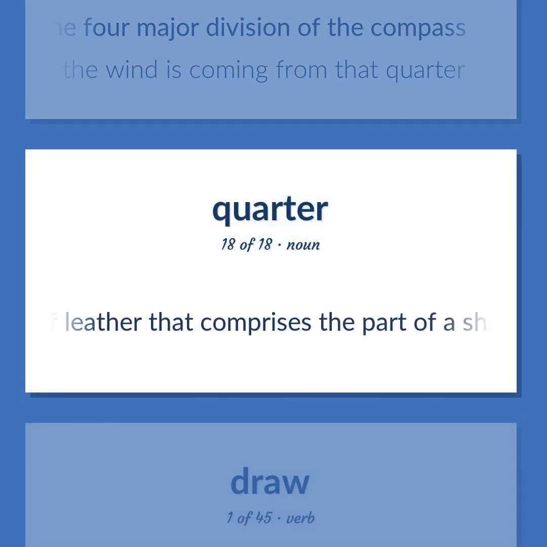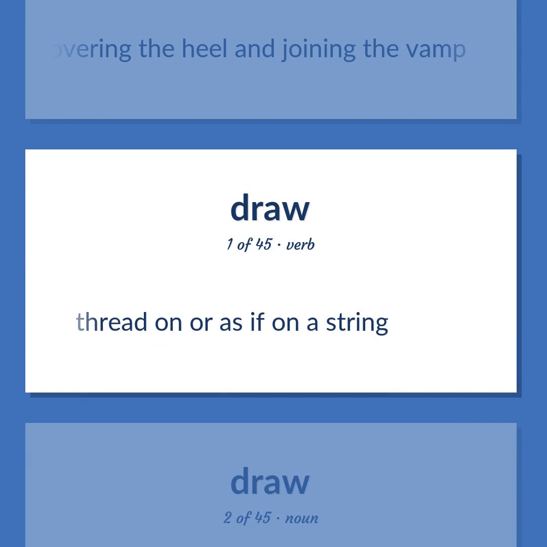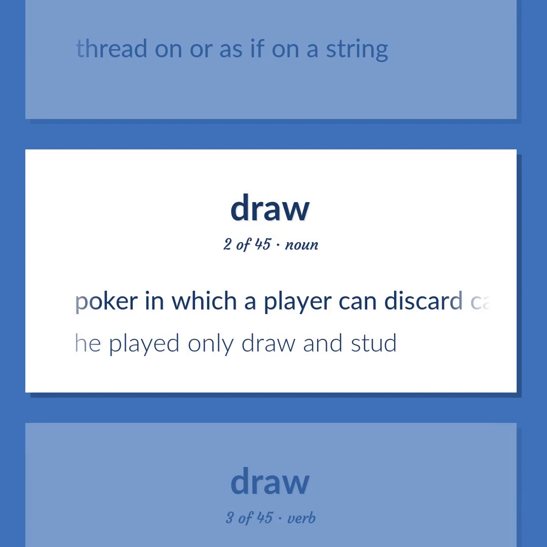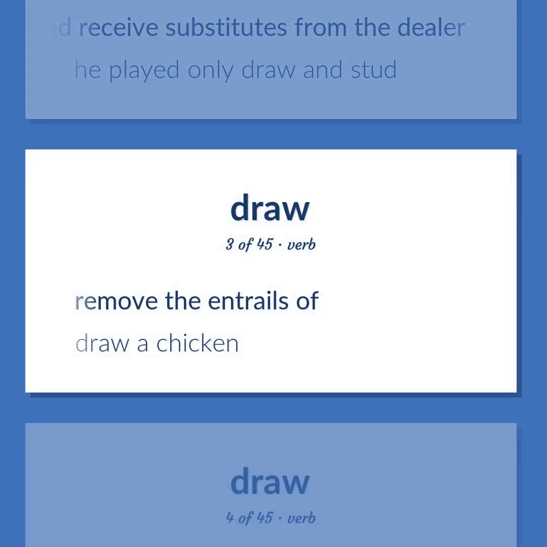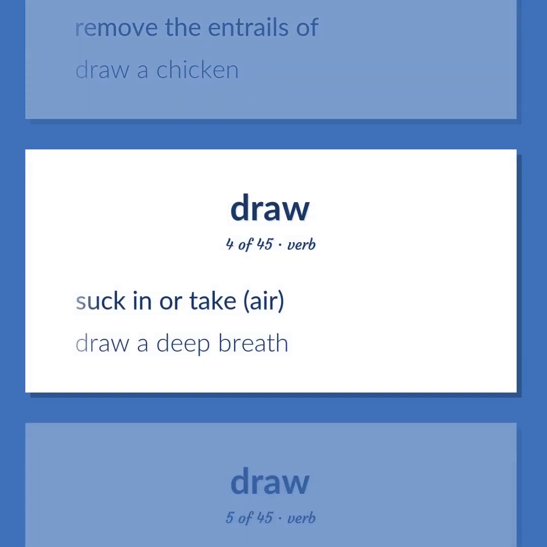Piece of leather that comprises the part of a shoe or boot covering the heel and joining the vamp. Thread on or as if on a string. Poker in which a player can discard cards and receive substitutes from the dealer. He played only draw and stud. Remove the entrails of: draw a chicken. Suck in or take air: draw a deep breath.